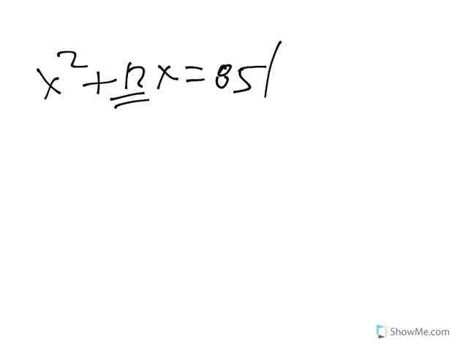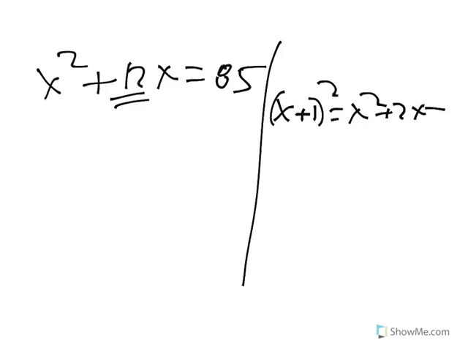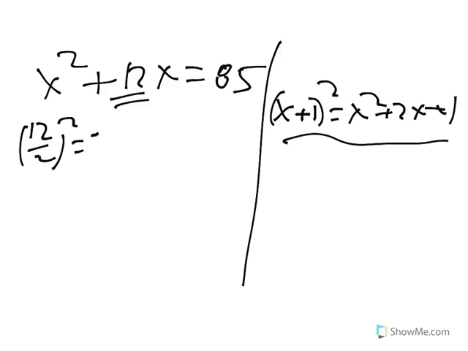Okay, finally, a question like this: x squared plus 12x equals 85. If it has an even number here, there's a sneaky trick you can do. The Babylonians were well aware that x plus 1 squared equals x squared plus 2x plus 1, and they would use this. So this 12x, if we do 12 divided by 2 and square it, it becomes 36.